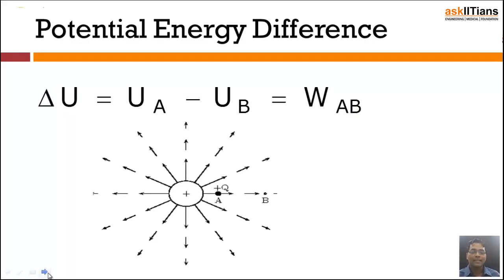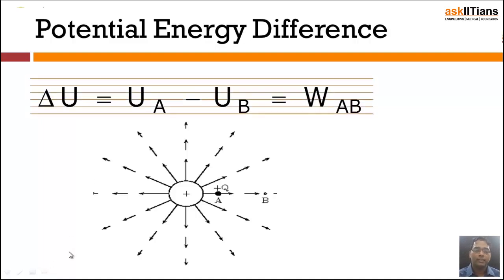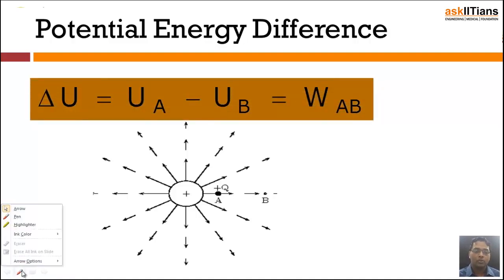Let's try to learn about potential energy. So let's try to understand what exactly is the potential energy difference. We have understood the electric potential at a particular point. So let's briefly go over what potential energy difference stands for. When we talk about the potential energy difference, let's say here we have a particular point A, and at this point you have another charge.